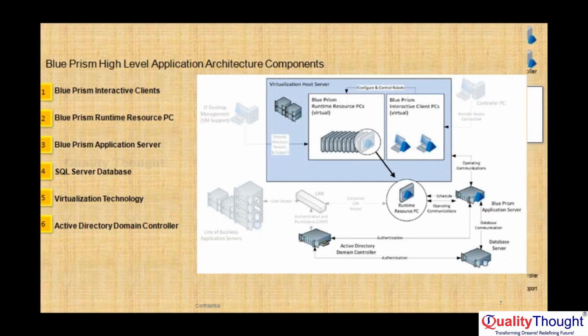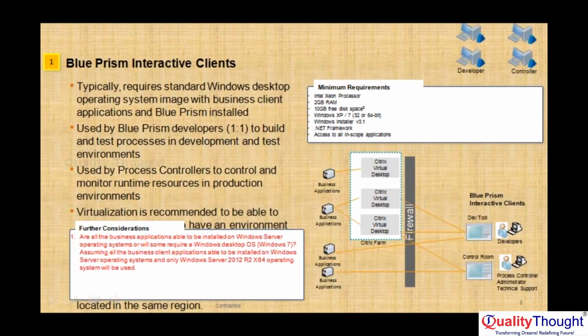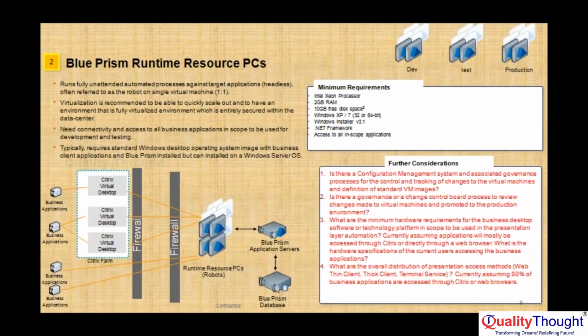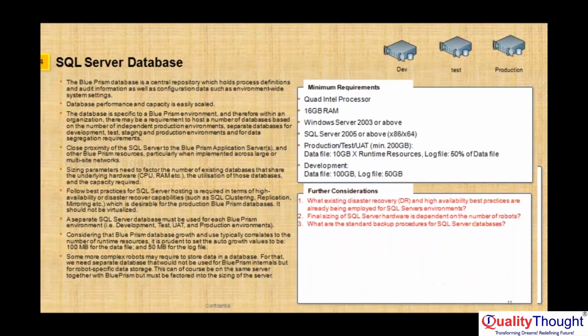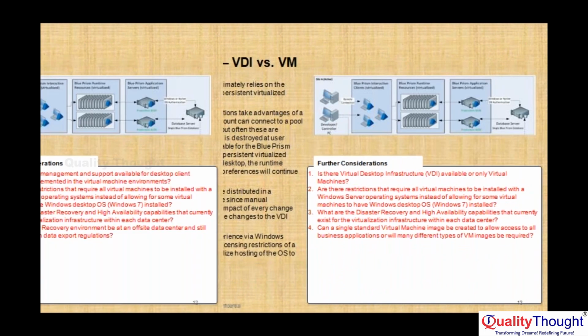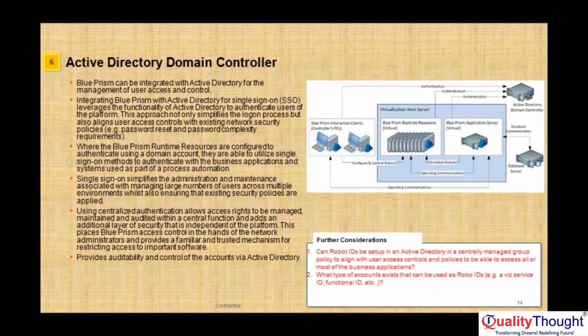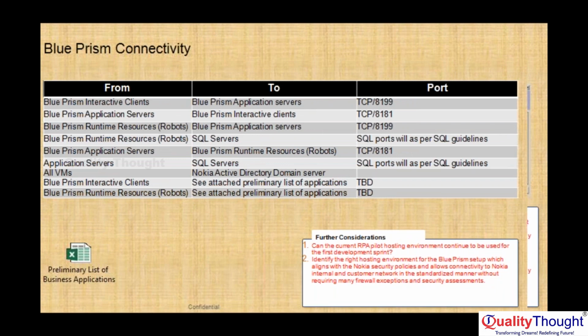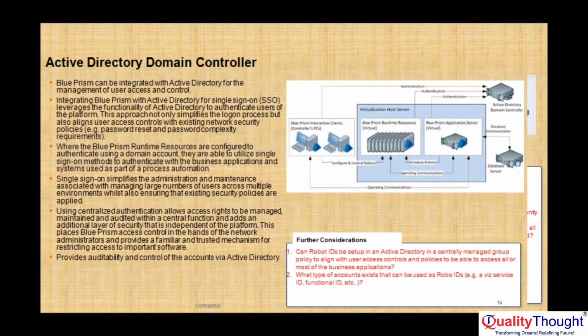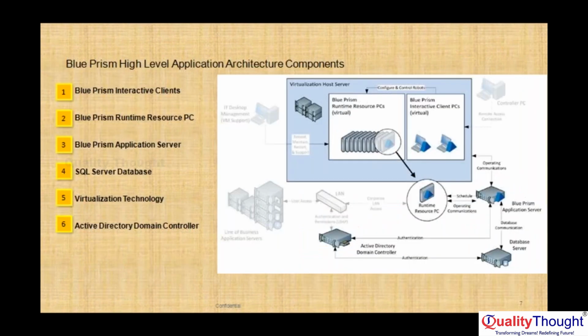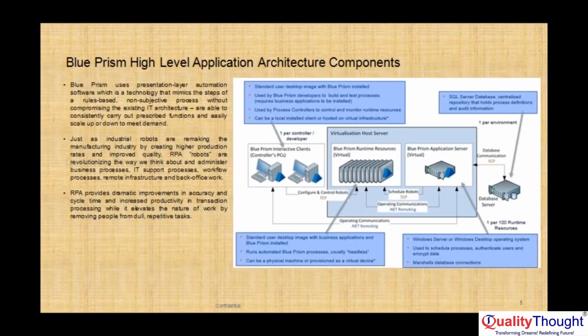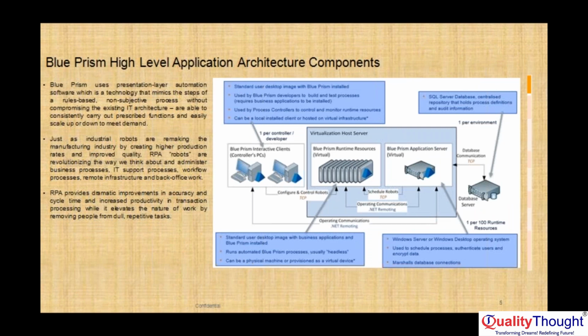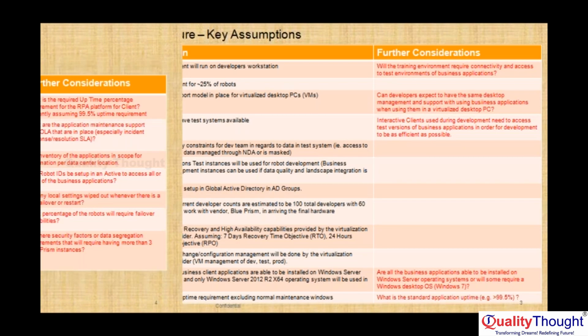So what is the Blue Prism Interactive Client? What kind of operating system should we have? What is the runtime resource? What is the application server? What is the database server? What is virtualization technology? What is the Active Directory Domain Controller? That is my next 1 hour class. Till now, I have given an introduction to RPA architecture: technology principles, assumptions, key requirements, the basics. Now, for the next 1 hour, I'm going to talk about these 6 components.